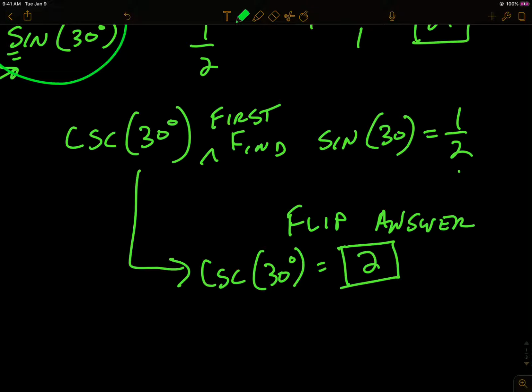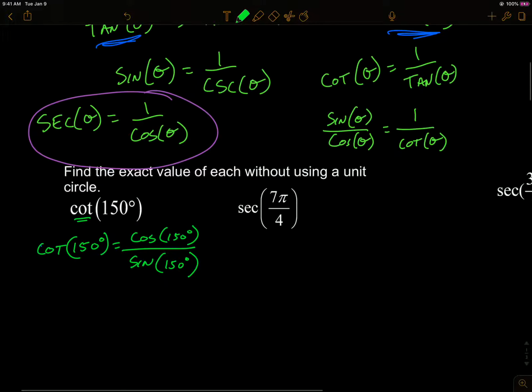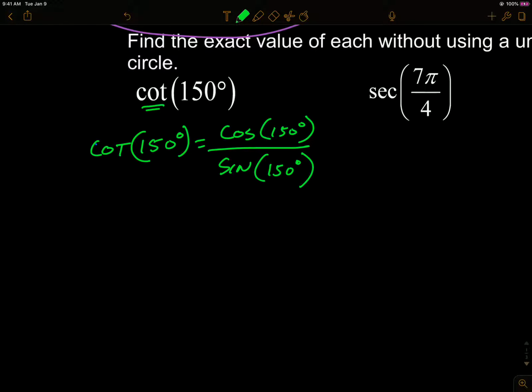Or if we did it the other way, we said, well, we can find the value of sine first. The whole key is that working with the unit circle, whether we have a picture of it or not, or if we work through it in our head, we can only find the values of cosine and sine. So I'm going to change cotangent into that. And now 150 degrees. It says without using a unit circle, but I'm going to go ahead and draw it anyway and build through it.